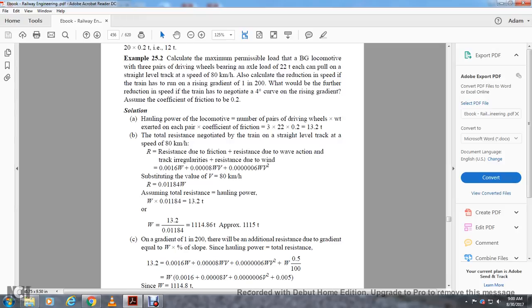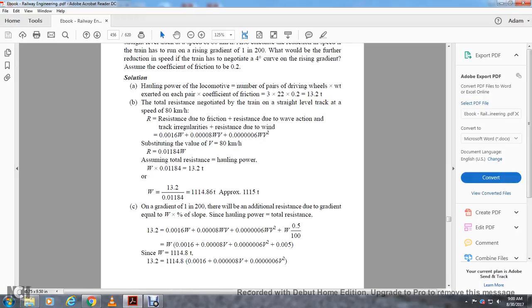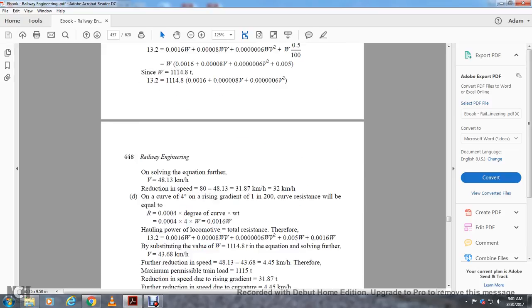On the gradient of 1 in 200, there will be an additional resistance due to the gradient, equal to the weight times the slope, and the total resistance will be 1,114.8 tons. Solving the equation further gives a velocity of 48.13 kilometers an hour, a reduction in speed of 32 kilometers an hour on the 4-degree curve on the rising gradient of 1 in 200.